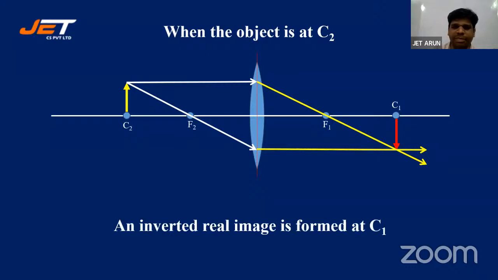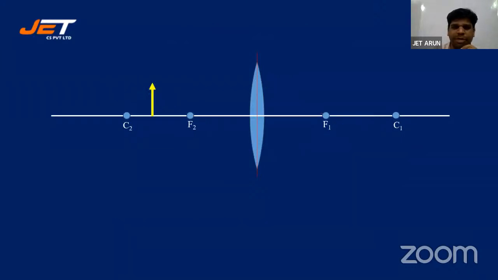All right. Again, we get the same statement. Now the object is between C2 and F2, the front focal point and C2. So where do you think the image will form? Think of the ray diagram, students.